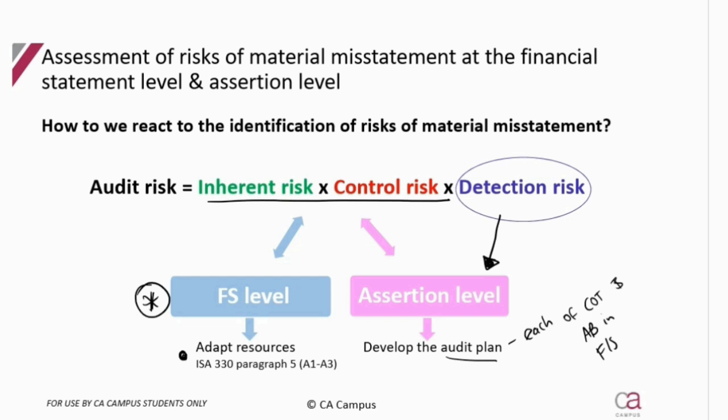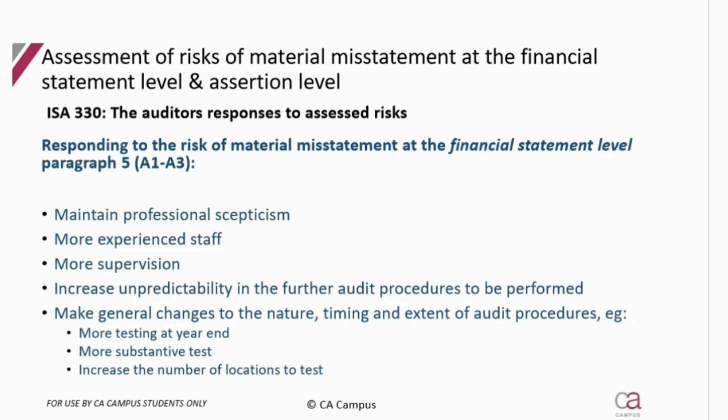How are we going to adapt our resources to respond to the risks that the financials could be misstated? And I've said to you, ISA 330, paragraph 5, A1 to A3 tells you how to do that. And it's very simple, guys. We need to maintain professional skepticism. Tell the team, guys, be more skeptical here. Management integrity is lacking. So they could be manipulating anything. Be skeptical when you start auditing.